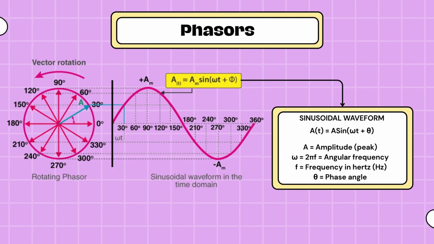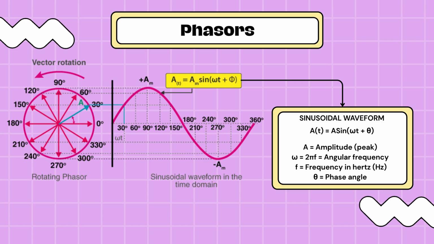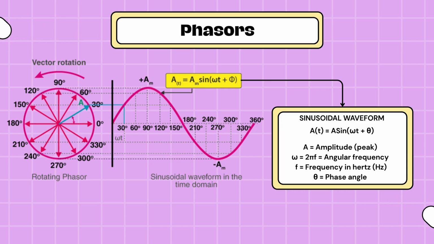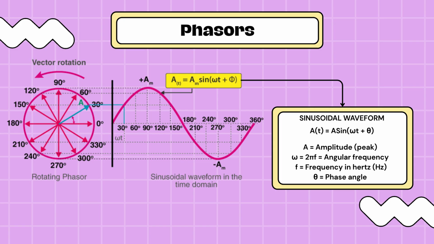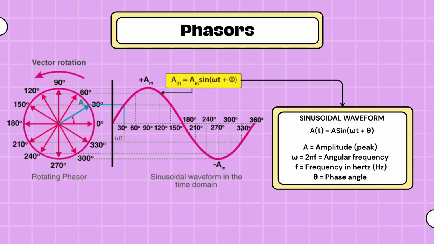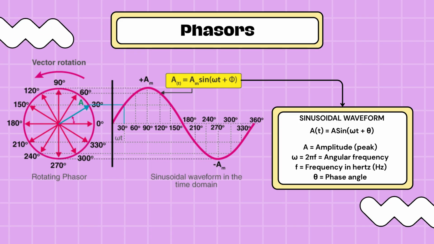On the left, we have a rotating phasor diagram. The vector, indicated in blue, rotates counterclockwise around the circle with angles marked in degrees from 0, 30, 60, etc. The length of the phasor represents the magnitude of the voltage or current. This vector spins at an angular frequency which determines the AC signal oscillation speed, and its angle increases with time.